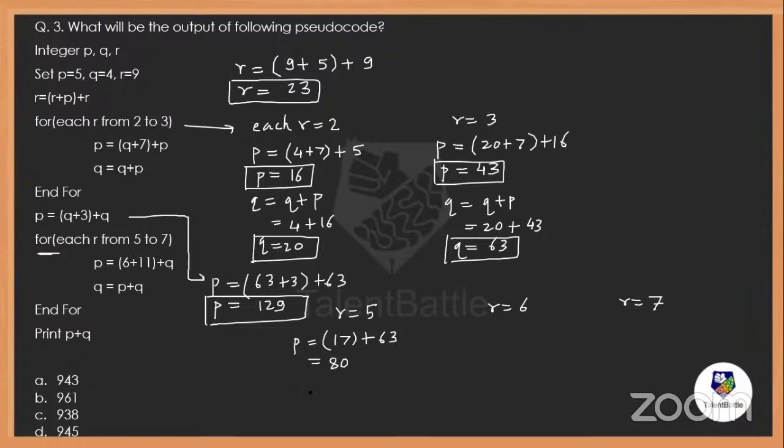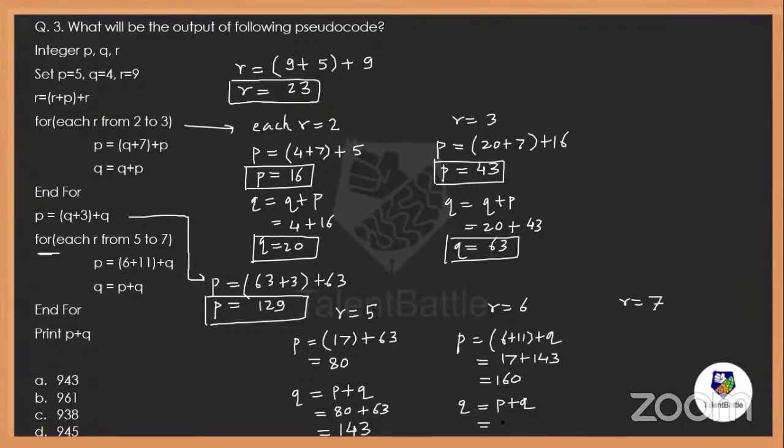Then calculate the Q value also, that is P plus Q, 80 plus 63, that gives me 143. In the second iteration, when R is equal to 6, my P calculation is 6 plus 11 plus Q, that is 17 plus latest value 143. That gives me 160. And value of Q will be P plus Q, 160 plus 143. And that turns out to be 303.